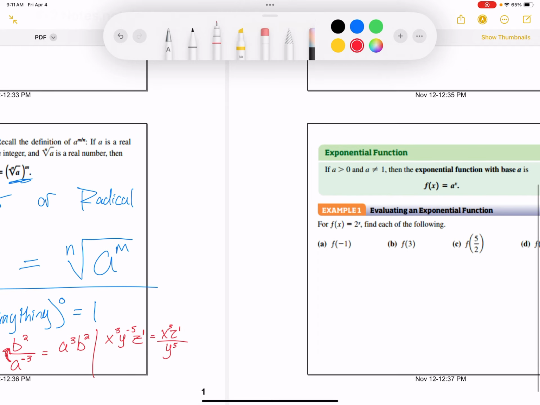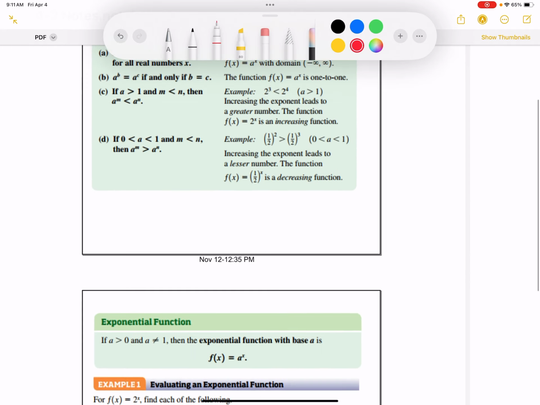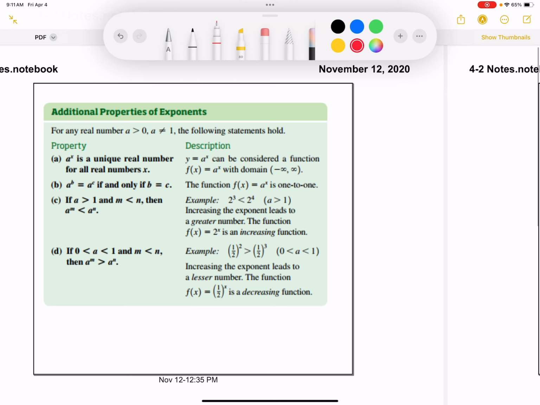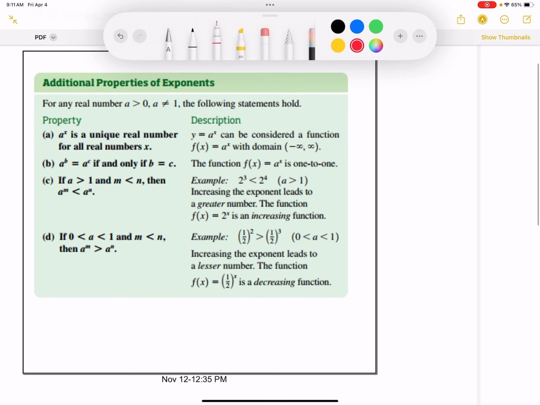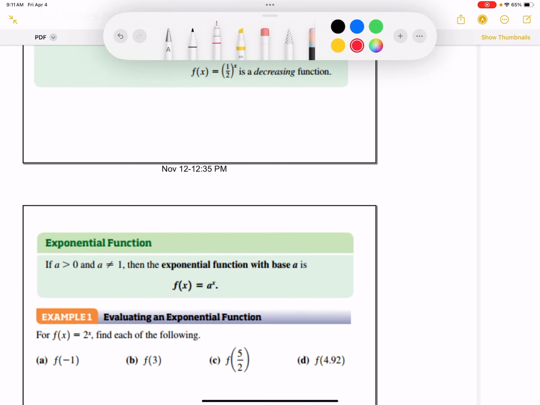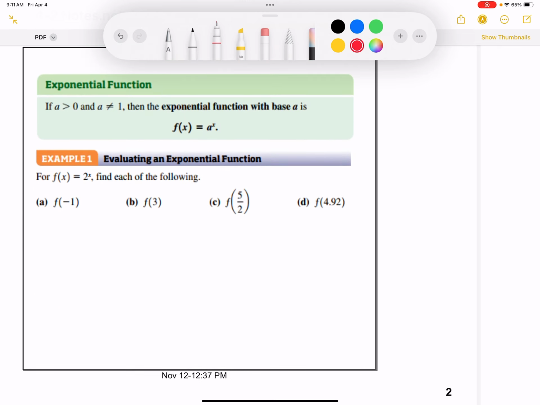So hopefully you'll be able to get down with me on that. Additional properties of exponents, you're going to need to know about the properties of exponents, but I'll tell you as we get into it. So what is an exponential function? Or let's just do some evaluating of exponentials, and then we'll start talking about what an exponential function is.